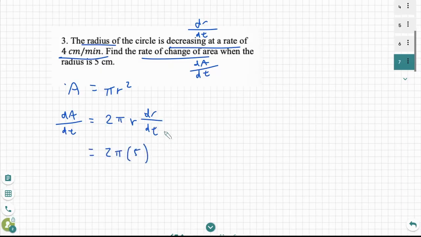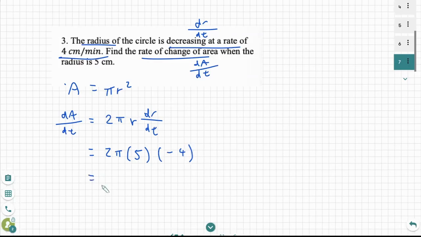Anything else? Oh, and then dr/dt is 4. So 40 pi. Well, what else is happening with the radius? The radius is decreasing. Okay, so what's that tell you about its derivative? It should be negative. Yeah, so it's negative 40 pi. A negative derivative means the radius is decreasing. A positive derivative would mean that the radius is increasing.